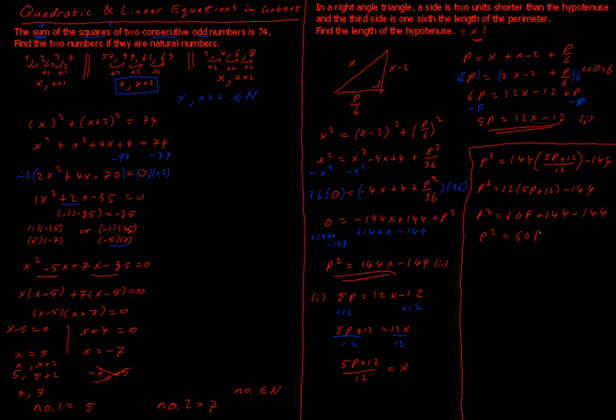I recognize I've got a quadratic, so I'm going to rearrange to have all of my terms on the same side. P squared minus 60p is equal to 0. I recognize I can take out a common factor here. I could theoretically use the minus b formula, but there is no good reason to do so here. So p could be equal to 0, or p minus 60 could be equal to 0. P would be equal to 60.